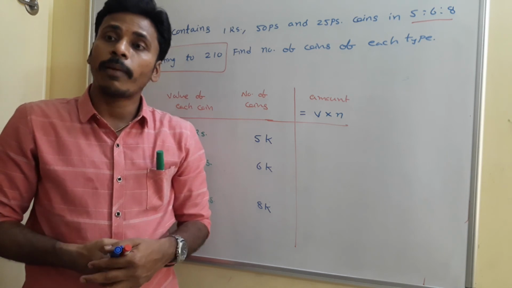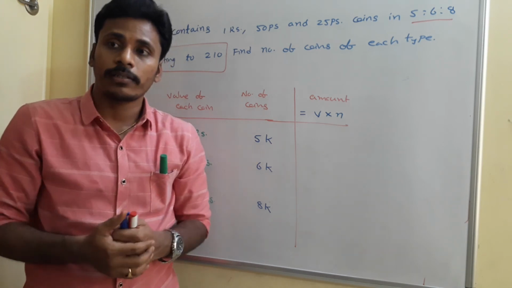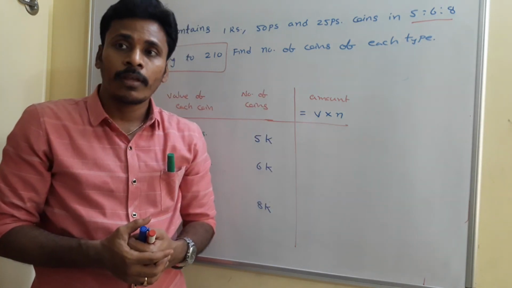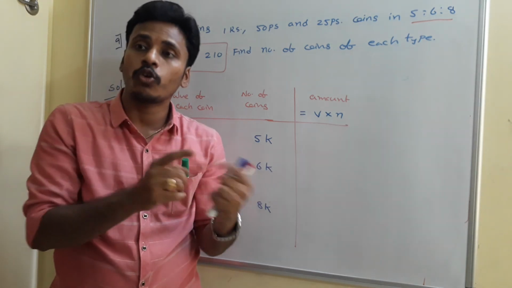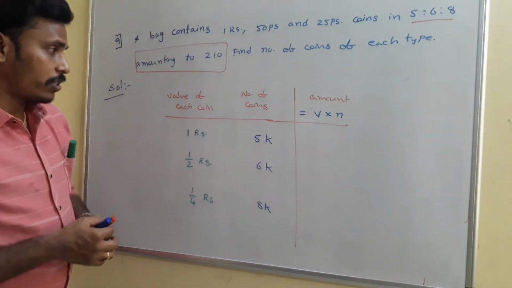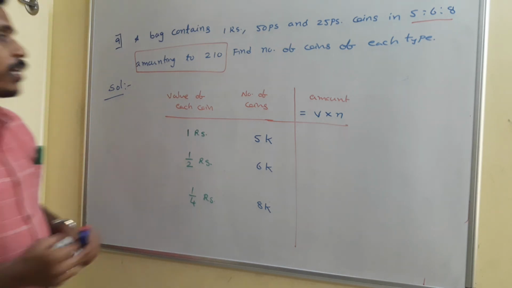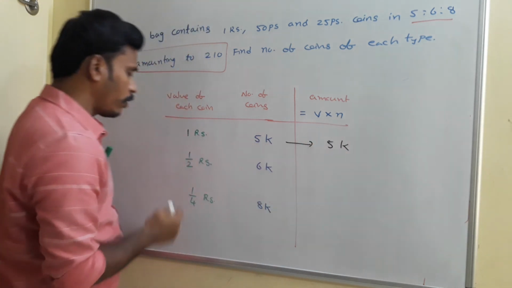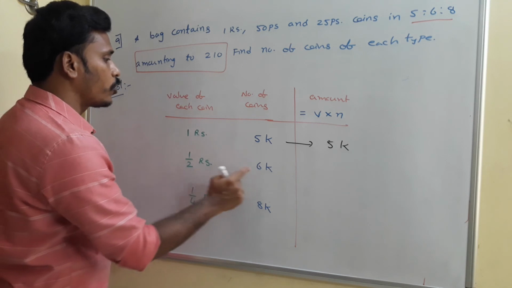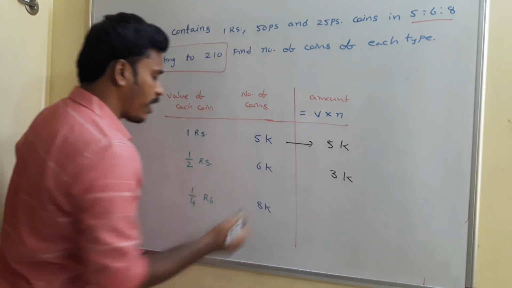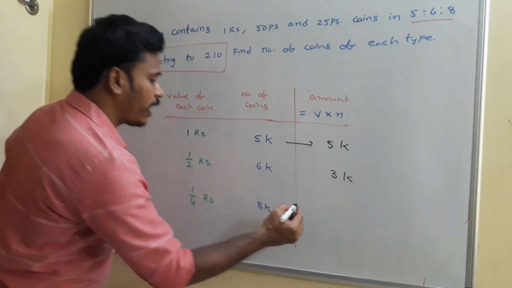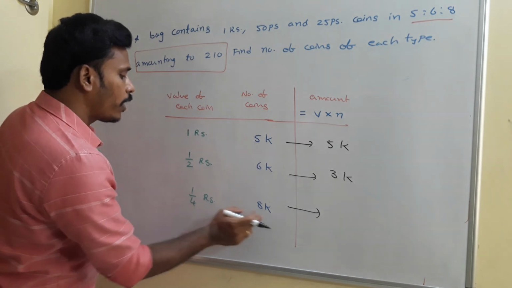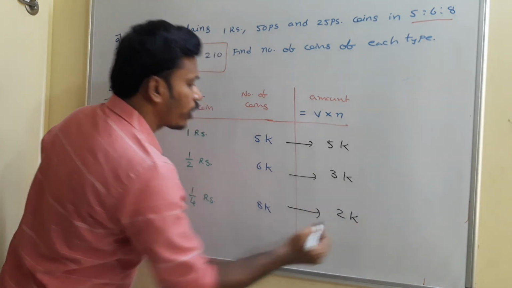Is it right? For example, I have 100 50 paisa coins, half rupee coins. 100 half rupee coins will give us 50 rupees, right? How is it 50? Because we multiplied 100 into 1/2, right? So with the same idea, here we can write that amount, okay. 1 rupee coins will give us 5k rupees as the amount. Half rupee coins, we need to multiply these two: 6 into half, 3k rupees is the amount. And 1 by 4 rupee coins will give us 8k coins, and each coin's value is 1 by 4. If you multiply these two, that amounts to 2k rupees.